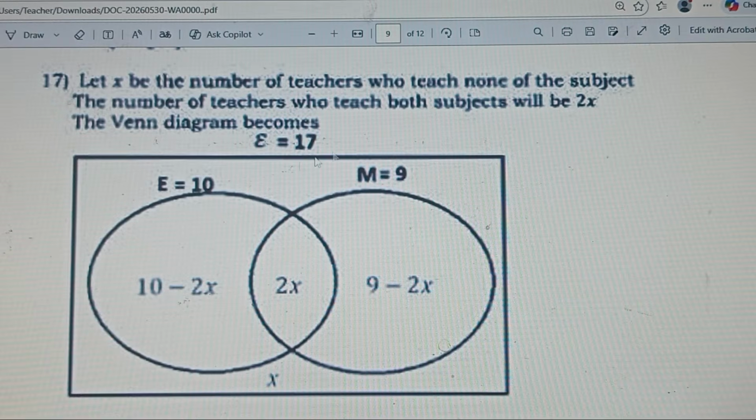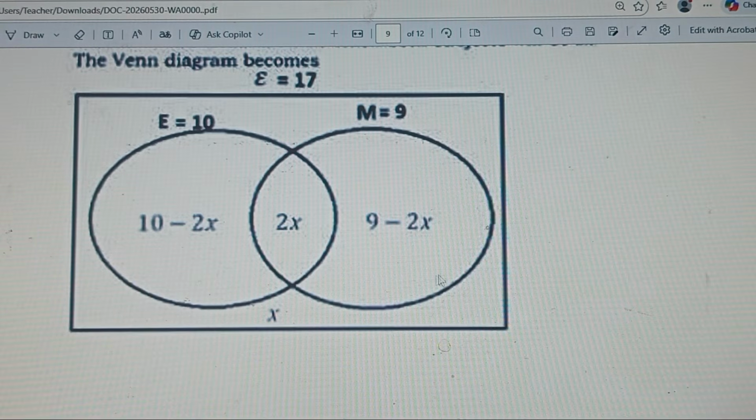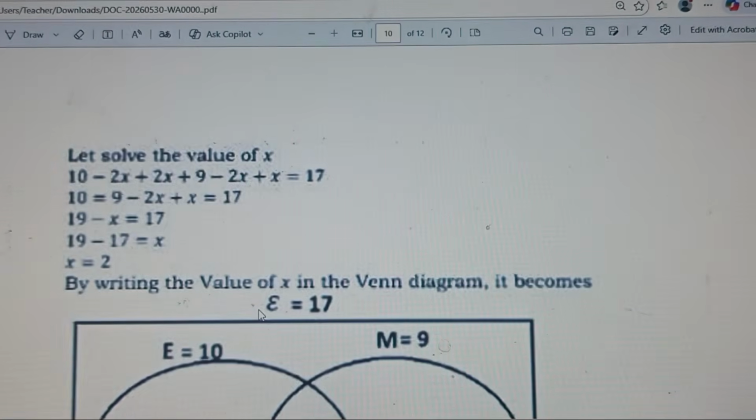The universal set is 17. It tells us the number of both is twice the none, which means we have 2x, and none is x. In order to get economics only, you take the number of economics minus the number of both. And for math only, you take the number of math minus both. The summation of all that is equal to 17. Then you sum them and get the value of x, which is equal to 2.